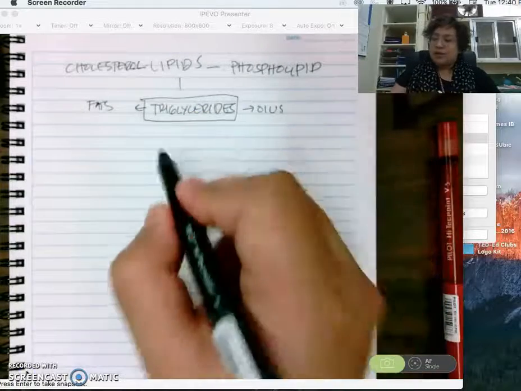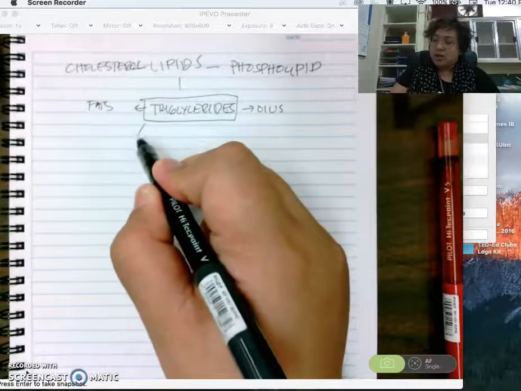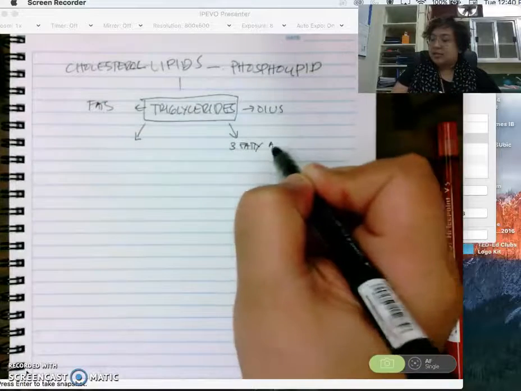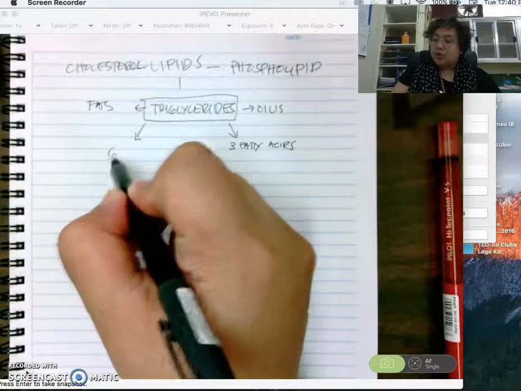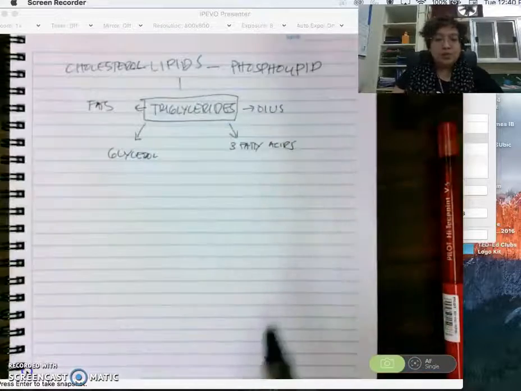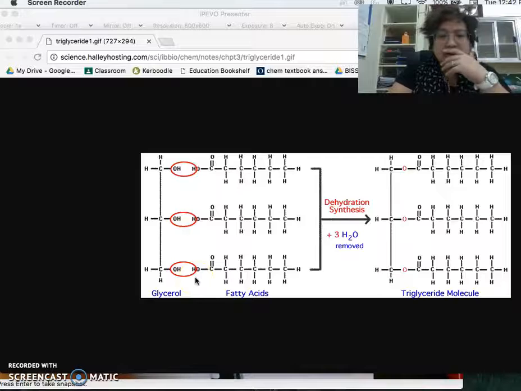So from the word itself, tri meaning three, and glycerides, this actually means that your triglyceride is made up of three fatty acids that are linked to your glycerol molecule. And let me show you the structure. So you have here your glycerol molecule, and you have 1, 2, 3 fatty acids. And in the process of condensation, we remove water. So that's 3 water molecules removed to be able to form an ester bond between your glycerol molecule and your fatty acids.